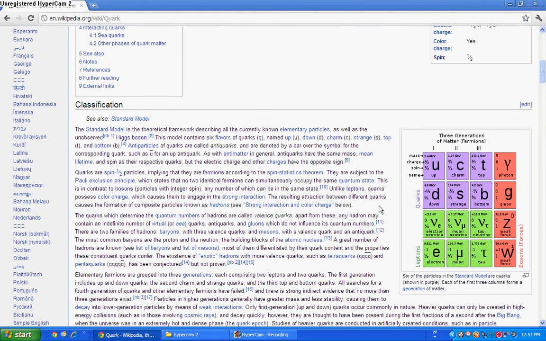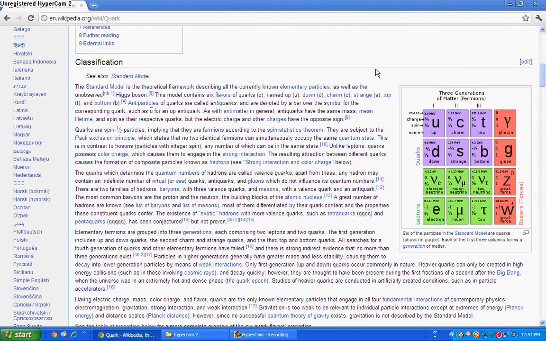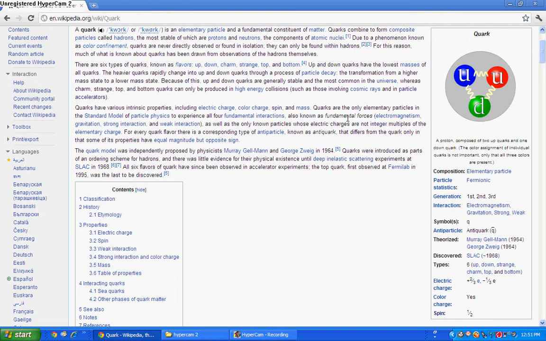So now, those are the kinds of quarks. That's pretty much the basics on them. They are subject to the strong interaction, the weak interaction.